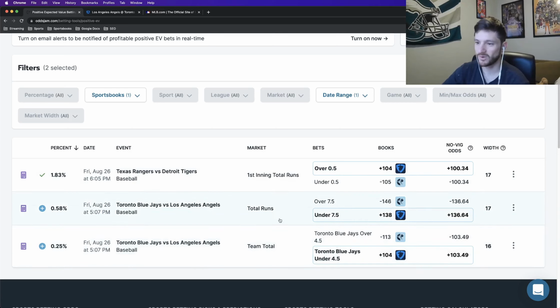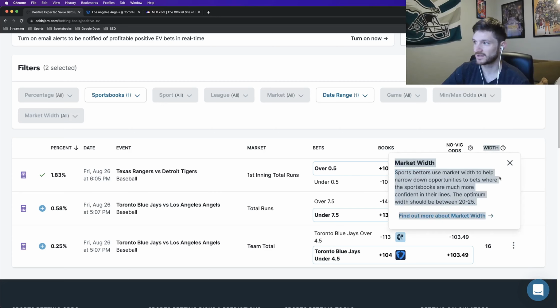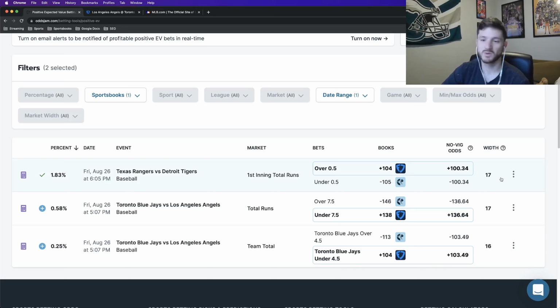Number one, between these two plays, why I chose the Blue Jays team total as opposed to the game under, there are two reasons for it. Number one, by a little bit, it had tighter market width at 16 cents. Market width, this column here. If you have any questions, you can click this little question mark and it'll tell you. Basically, market width shows you confidence in what lines are being priced at. The lower the number, the better. This case being at 16, very tight market. Again, not obviously much bigger than the 17 number that we have here, but I did like this one because of that.